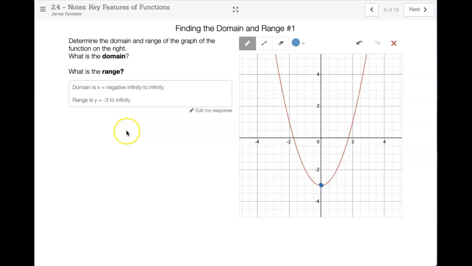There are different ways to write this, but I don't have too many options here in Desmos, so I'm just going to use words and numbers.